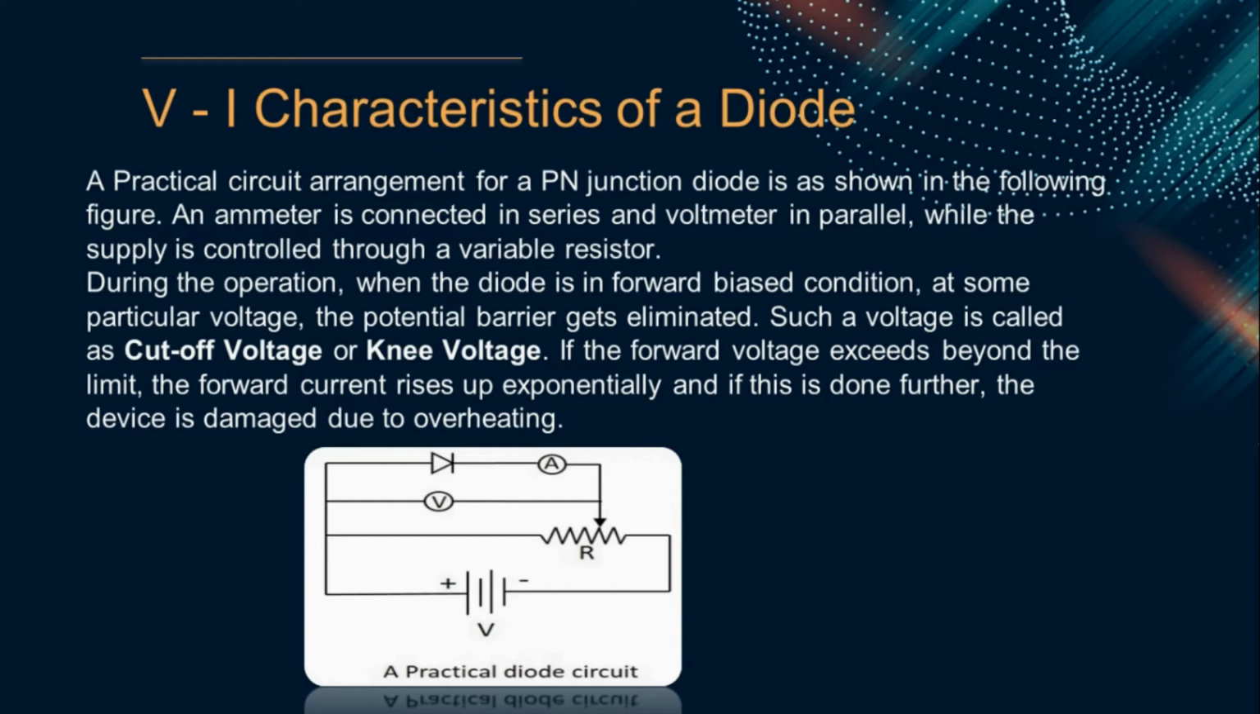If the forward voltage exceeds beyond the limit, the forward current will rise exponentially, and if this is done further, the device is damaged due to overheating.